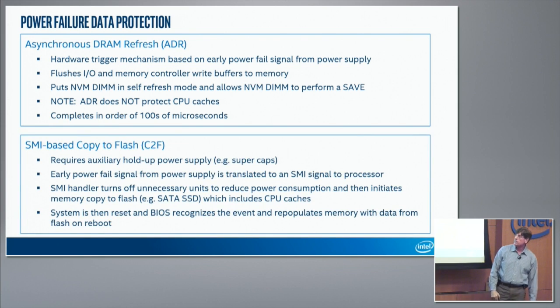But we do have a mechanism where you could take that early warning signal from the power supply and, instead of doing the ADR hardware flow, generate a system management interrupt. Then you have software control, and you could do a copy to flash. By then using standard bus master, you would be able to get all the CPU caches and other data out there.